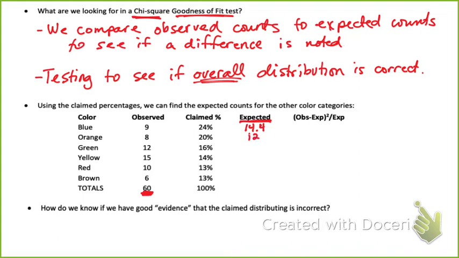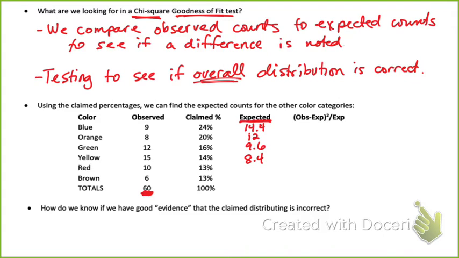All right, green. We should have gotten 16% green. We got 12. What is 16% of 60? 9.6. We were supposed to get 9.6 green M&Ms. We got 12. We got more greens than we were supposed to. All right. 14% were supposed to be yellow. What is 14% of 60? 8.4. We were supposed to get 8.4. We got 15. We got more yellows than we were supposed to.